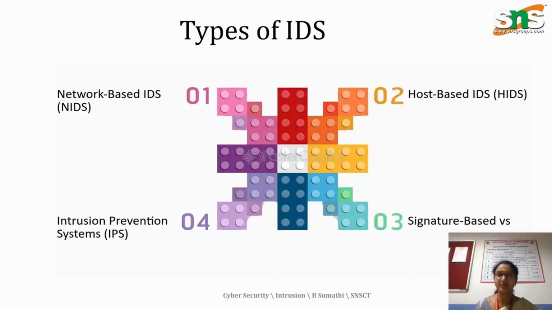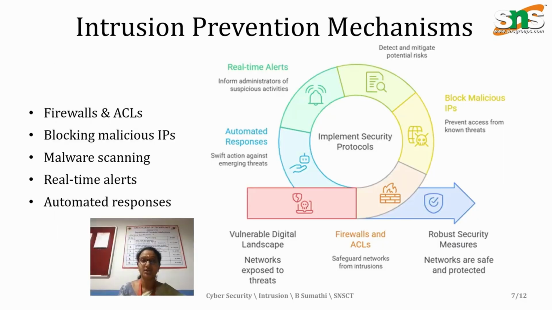Next, types of IDS. Basically there are mainly four types. One is network based IDS, another one is host based IDS, the next one is intrusion prevention system, and the next one is signature based IDS.